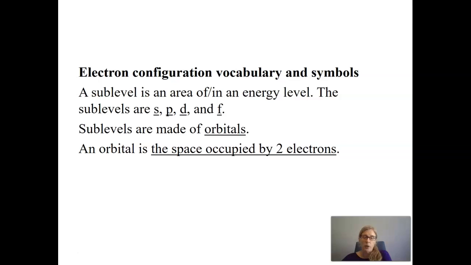But the quantum model adds some modifications and some further detail to that energy shell model. First, it adds sublevels, which are lettered S, P, D, and F. And then sublevels are further broken down into orbitals. And an orbital is simply a space that is occupied by two electrons.